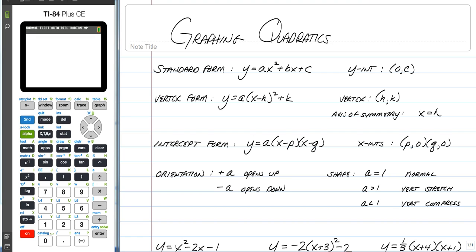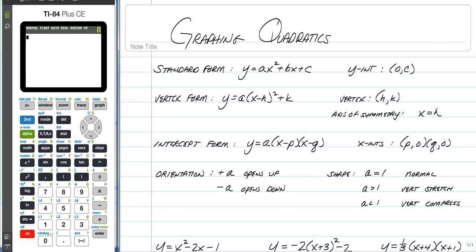So before we get to graphing, I want to talk about the three different forms of a graphing quadratic. We have standard form, which is y equals ax squared plus bx plus c. Standard form has one special power, and that is c tells you what your y-intercept is. Because remember, a y-intercept is always when x is equal to 0. So if we substituted 0 into both of those x's, the only thing we're going to be left with is c.